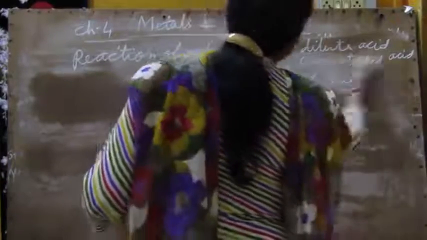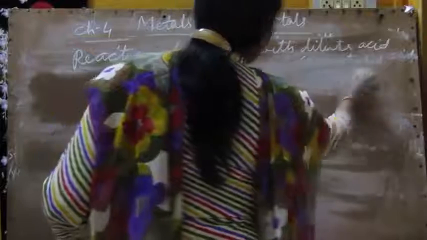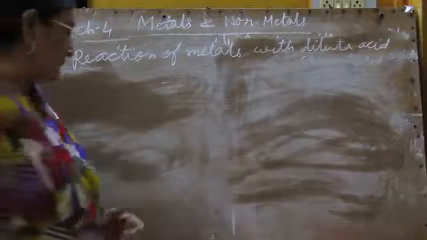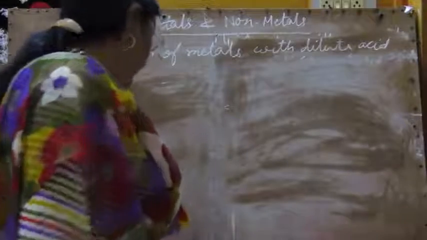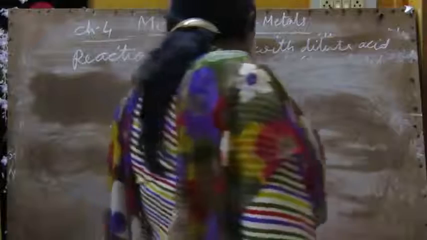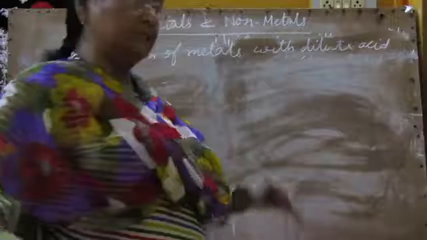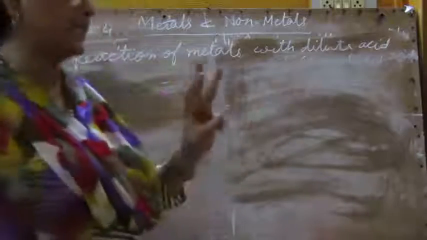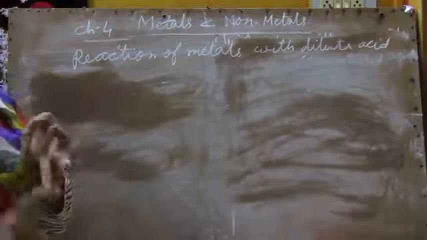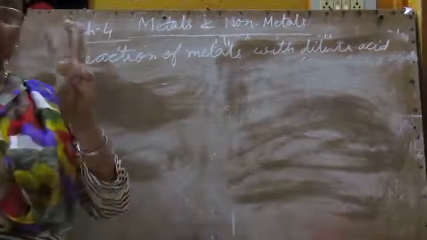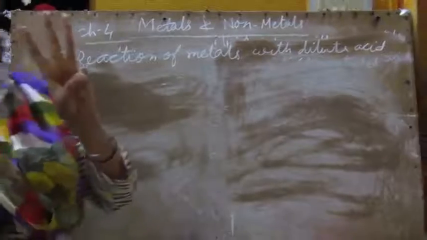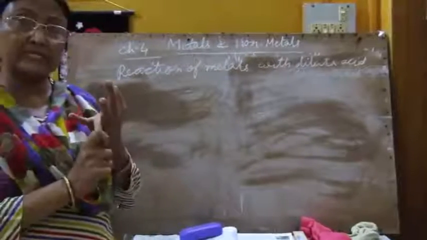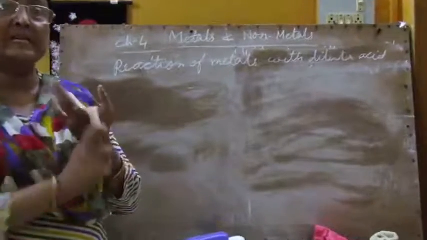Now let's make the concept clear: what is called dilute acid and what is called concentrated acid. So now let me explain that metals react with acids to form salt. Three acids are very strong: one is sulfuric, one is hydrochloric, and one is nitric. These three acids are very potent, and they are called the strong acids: hydrochloric acid, sulfuric acid, and nitric acid.